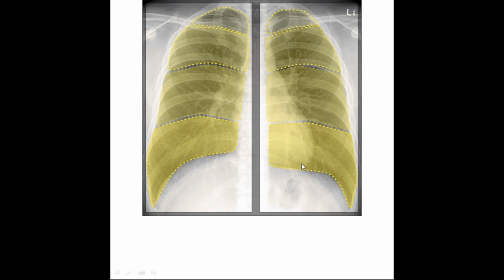However, let's suppose if it's a mid-inspiratory film or an expiratory film, the diaphragm would be in a straight line like this. Okay, it would be like this. So this is what you check once you get an X-ray in your hand: whether it's a good film or not.